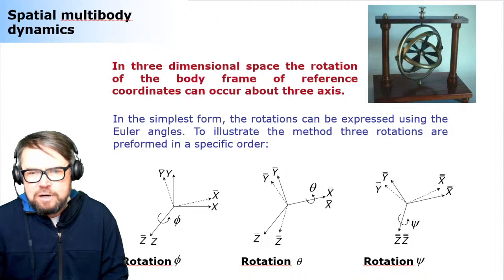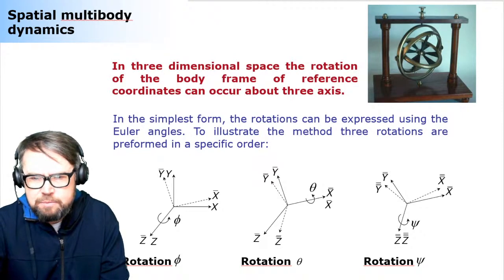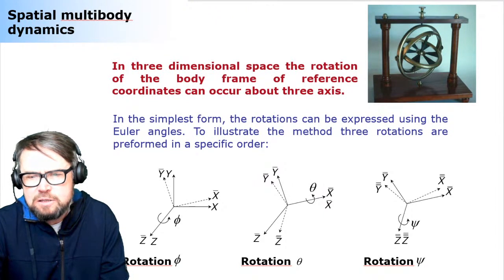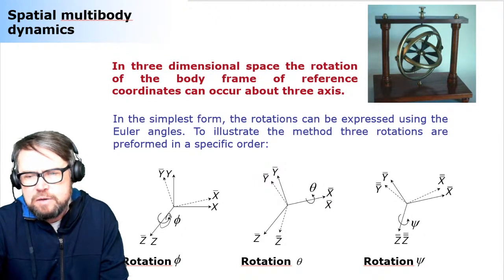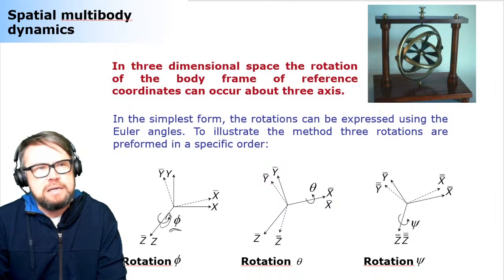So we have 2 coordinate systems parallel to each other, and then we're going to take hold of one coordinate system and the axis Z. We're going to rotate around the axis Z by an amount that is phi.